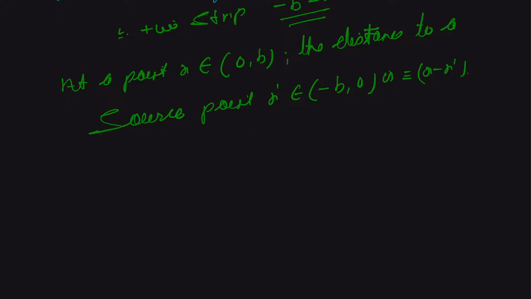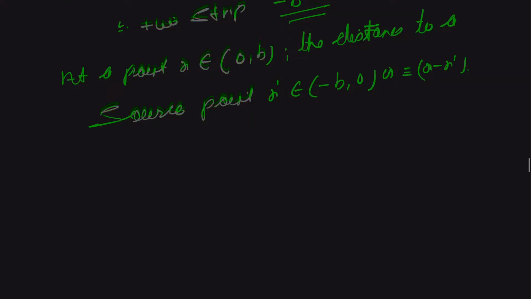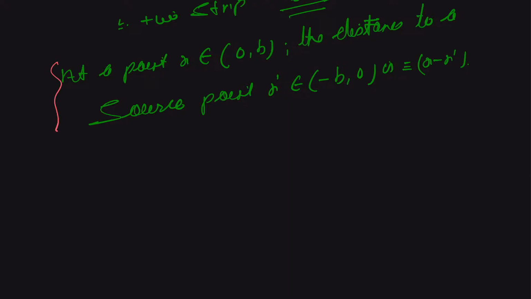So based on this, we can easily find out the field from the positive strip at a distance x. In shorter terms, we are going to find out the field from the positive strip at a distance x.